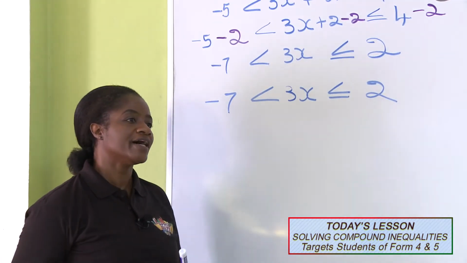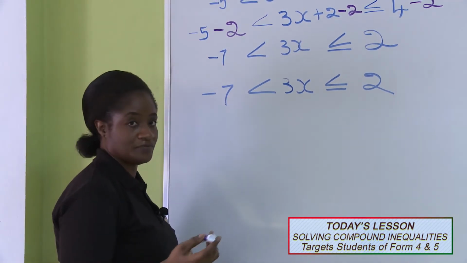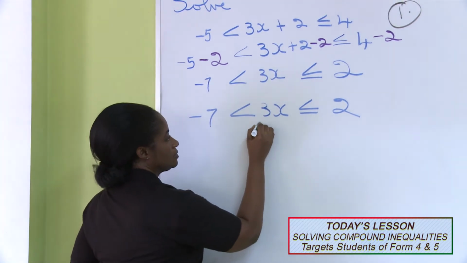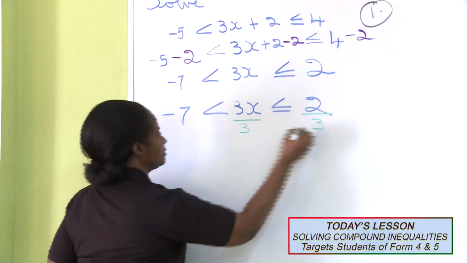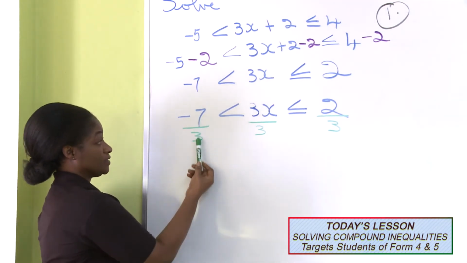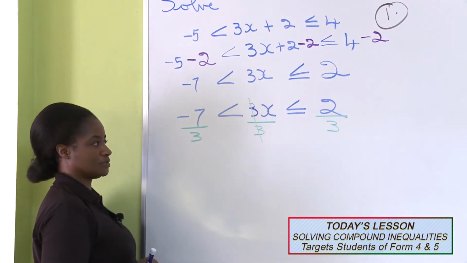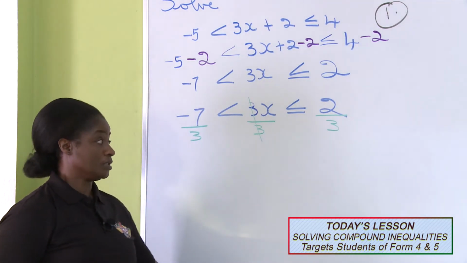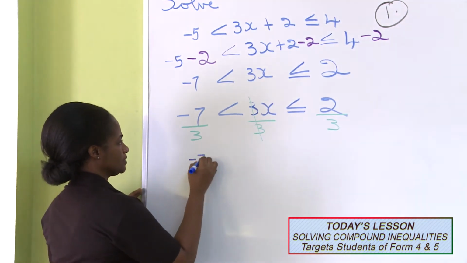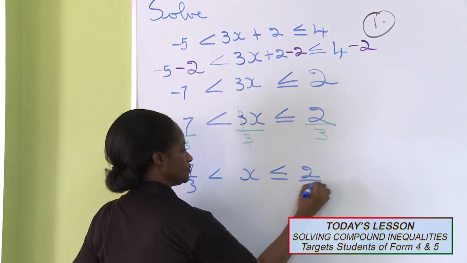What are we doing? We are dividing each part by 3. If you like colors and it's the first time you're doing it, you could probably use a different color. Let me try green. So, divided by 3, divided by 3, divided by 3. So I have negative 7 divided by 3. 3 divided by 3 is actually 1. That will give me 1x. And 2 divided by 3, I can leave that alone. It's good to work with fractions. So we have negative 7 over 3 is less than x, is less than or equal to 2 over 3.